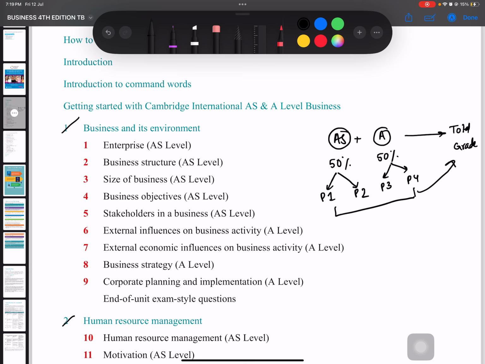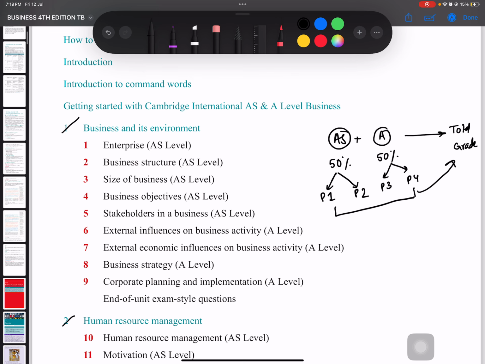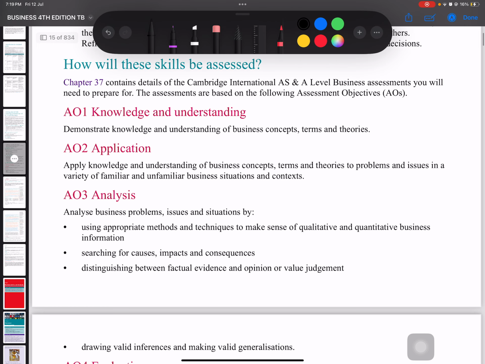Now, once we've understood that, we also have four skills that they assess you with. The first one is knowledge and understanding. This is basically all the definitions and remembering their definitions with the keywords.